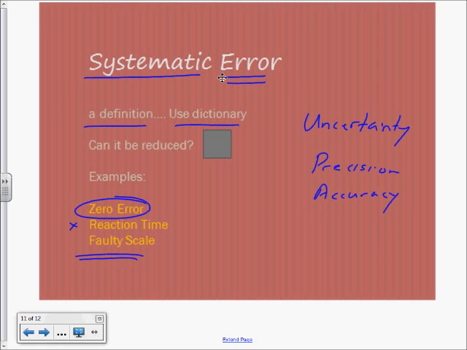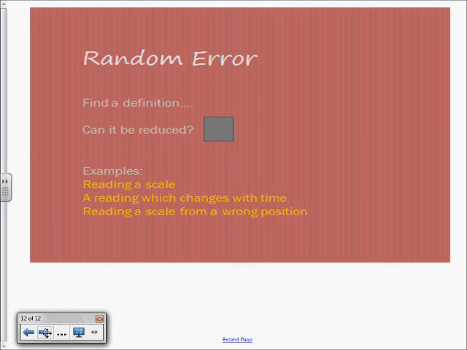Can systematic error be reduced? Only by resetting the scale or adjusting the instrument, making some change to your experimental procedure that will allow you to reduce that systematic error. You certainly cannot reduce systematic error by repeating the experiment. As I said, the other type of error is known as random error or random uncertainty, and this, as the term suggests, is random. Sometimes you can get values that are larger than the true value, sometimes smaller than the true value. So they're scattered around the true value.